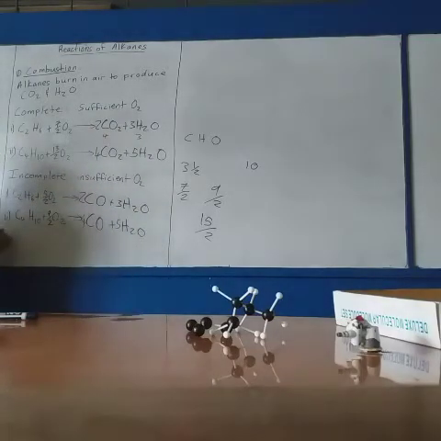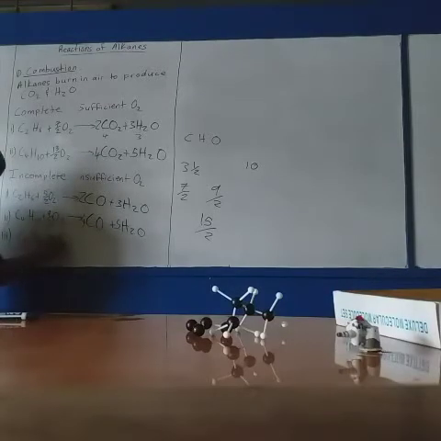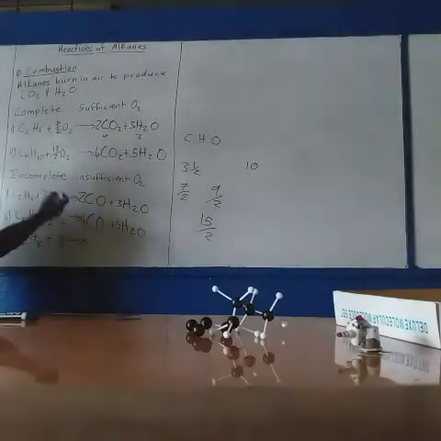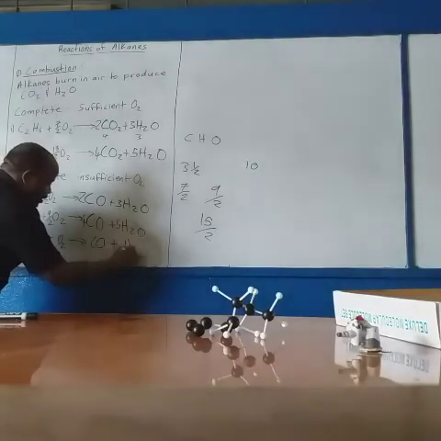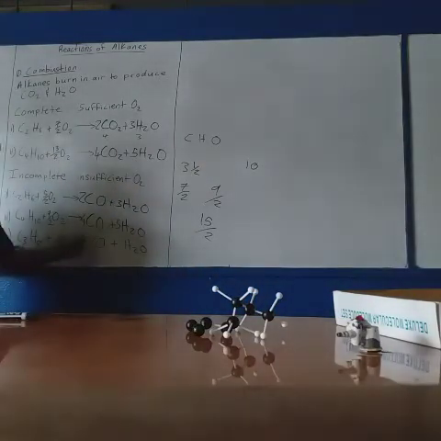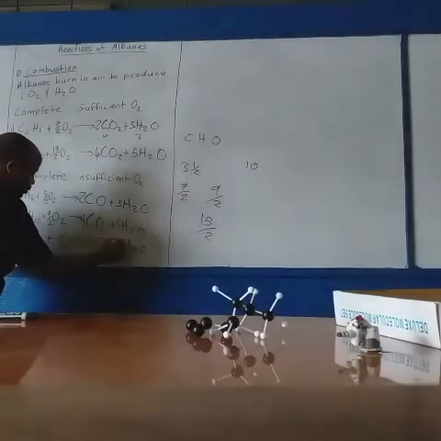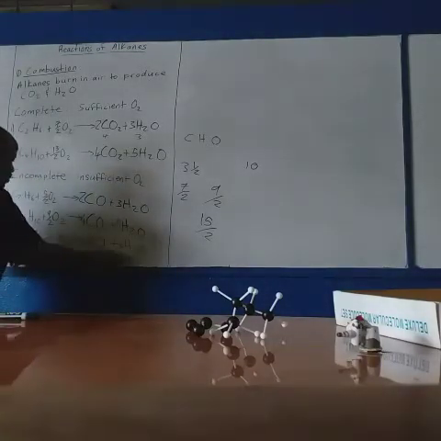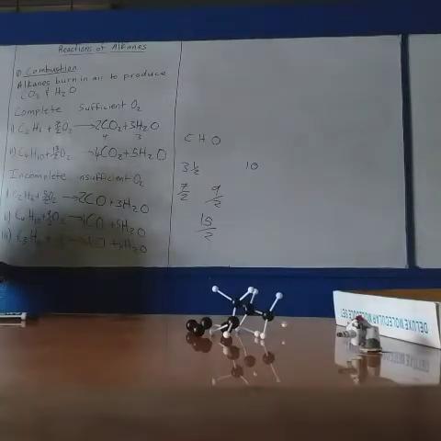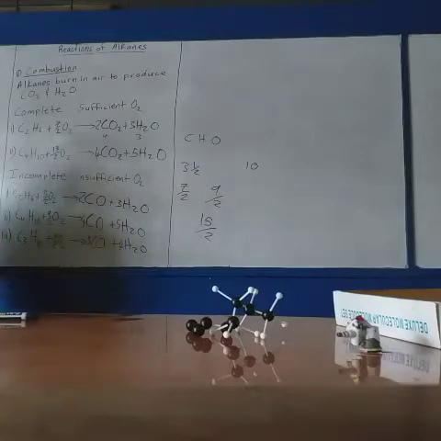Let's try with an even number. Let's try propane. C3H6. No, that's not propane, that's propene. C3H8 plus oxygen. And it's insufficient, so it would be carbon monoxide and water. 3 carbons, 3 carbon, 8 hydrogen, so that would be 4. You have 4 twos, 8. 3 ones, 3. 4 ones, 4. 4 and 3, 7. 7 over 2. Let me put it here.